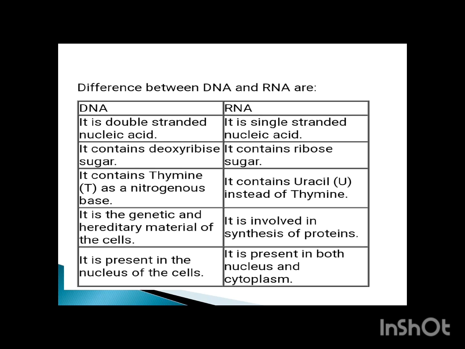Differences between DNA and RNA. DNA is a double strand or double helical nucleic acid. RNA is a single strand or single helical nucleic acid. DNA contains deoxyribose sugar. RNA contains ribose sugar. In DNA, the base thymine is present as a nitrogenous base along with adenine, guanine, and cytosine. But in RNA, instead of thymine, uracil is present.